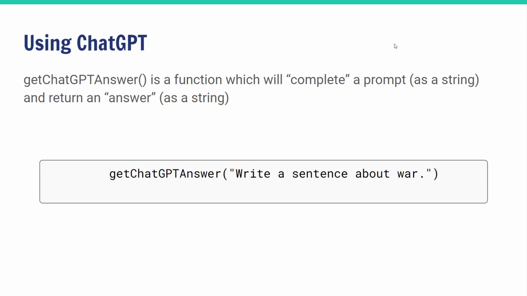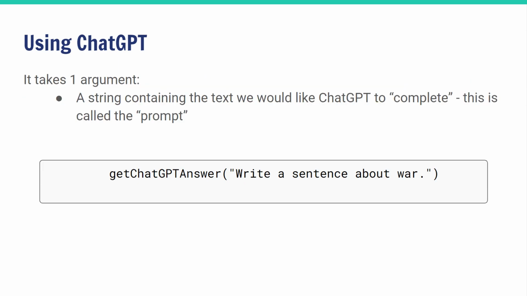The way that ChatGPT works is it's not really answering a question. It's less about answering a question and more about completing what you have already given it. So if you give it a prompt like write a sentence about war, it will try to figure out what the rest of the paragraph is that would start with write a sentence about war. And it would construct that answer and return it back to your program as a string.